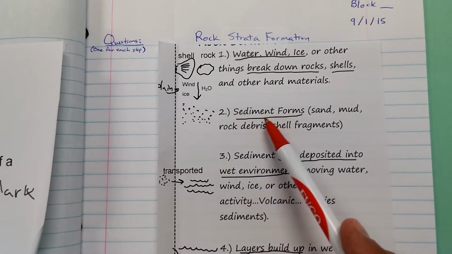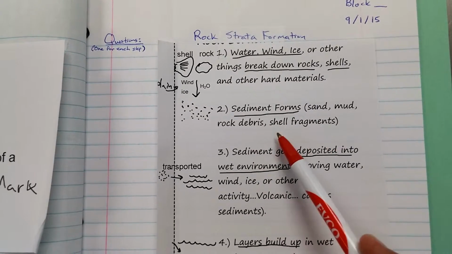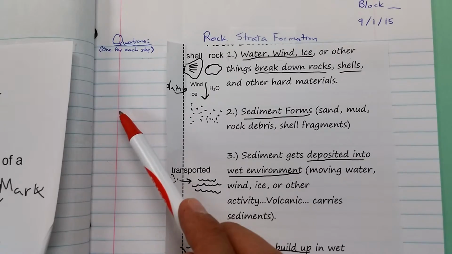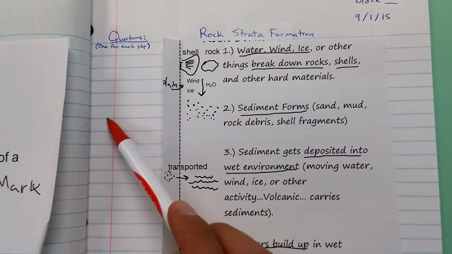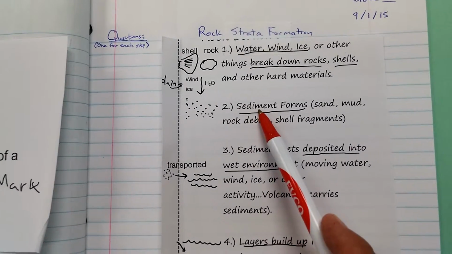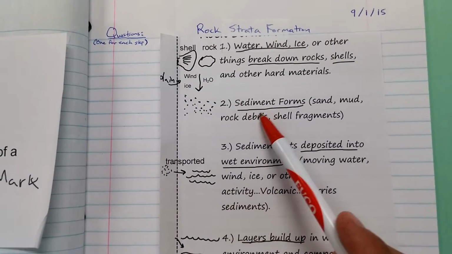So let's look at step 2. Sediment forms sand, mud, rock debris, or shell fragments. So a question I could ask here is, what are rock fragments or rock debris, sand, or mud called? And the answer to that would be sediments. So your questions here should relate to your steps here.